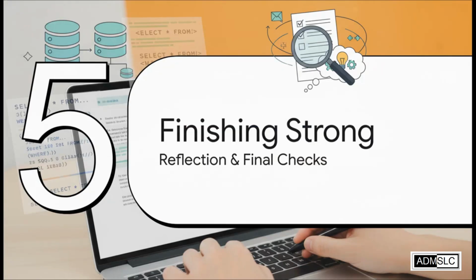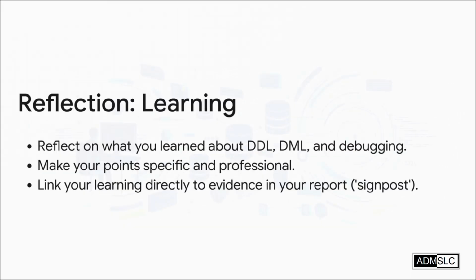And finally, let's talk about how to really push for those top marks. A technically solid submission is great, but a powerful reflection and a thorough final check can elevate it to excellent. This is how you finish strong. For the first reflection, it's about your learning. But don't just say, I learned DDL. That's too generic. Say something specific, like, I learned how to implement a composite primary key to ensure each rental booking is unique, as you can see in Figure 2. You have to connect what you learned directly to the evidence you've already provided in your report.